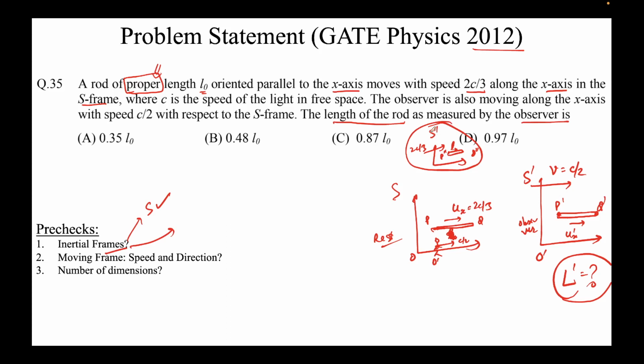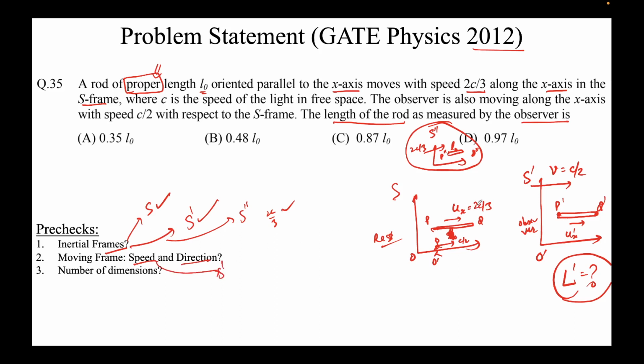So since I've introduced S double prime, so S prime, is it inertial? Yes, it's moving at a constant velocity c by 2. Is S double prime inertial? Yes, S double prime is moving at a constant velocity 2c by 3. All these three frames are inertial, right? Let's talk about moving frames, the speed and direction.